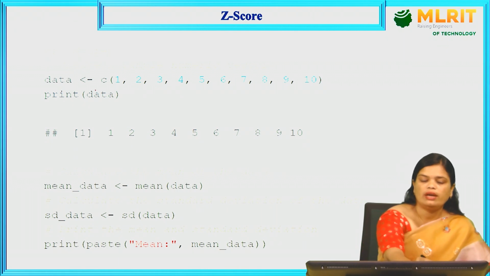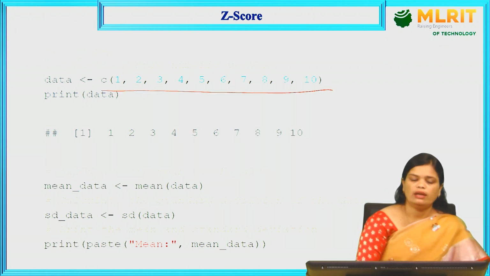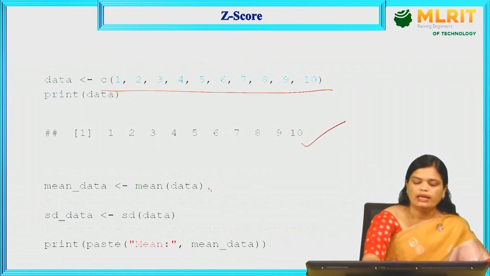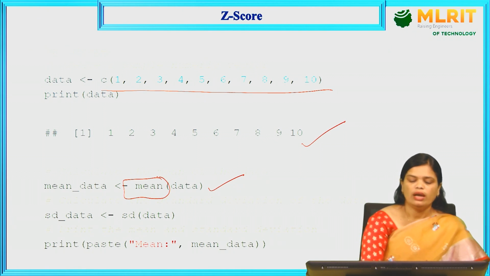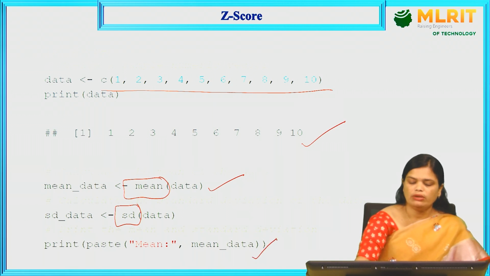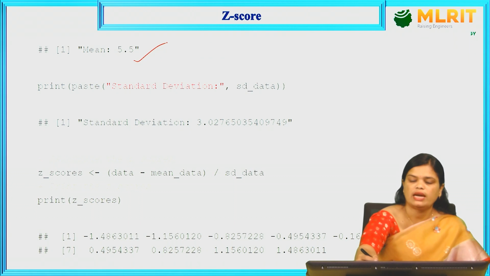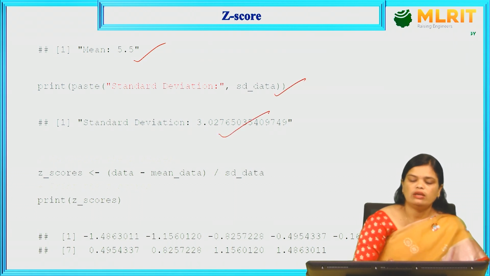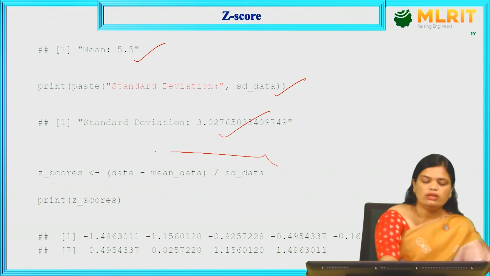The next topic is calculating the Z-score. Here we have the vector. In the vector we have the values from 1 to 10 and we are printing the data here. Observe the data, and we are calculating the mean of the data by using the mean built-in function, and we are calculating the standard deviation of the data by using the sd built-in function, and we are printing the mean of the data here. The mean of the data is 5.5, and we are printing the standard deviation of the data, that is 3.0.